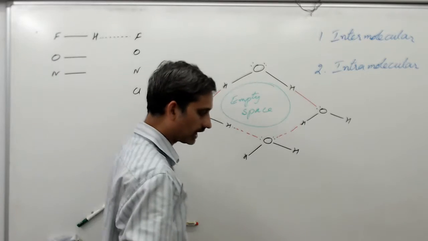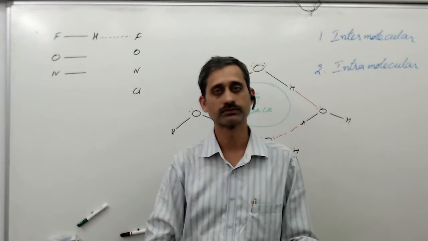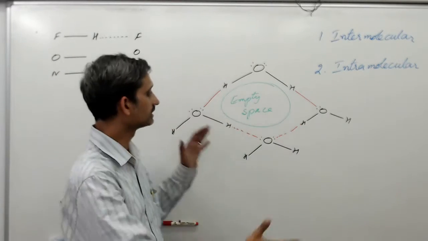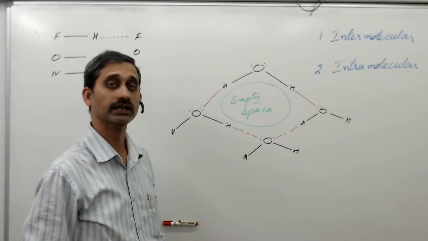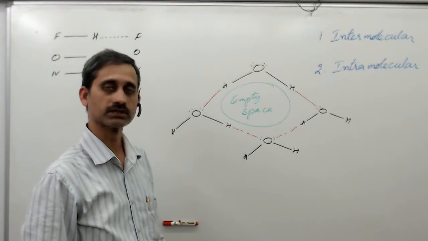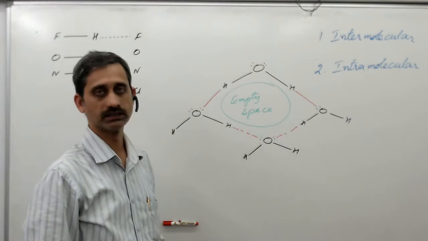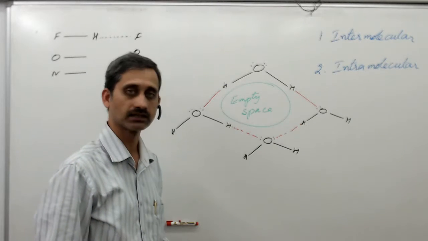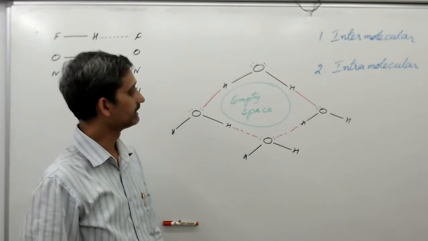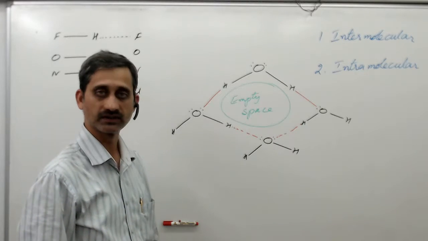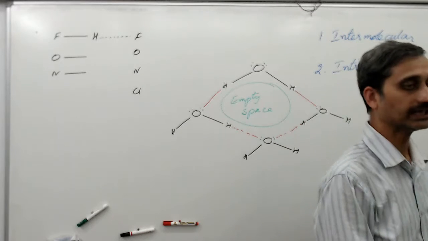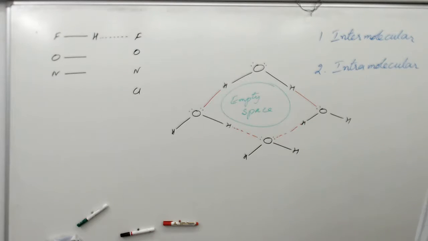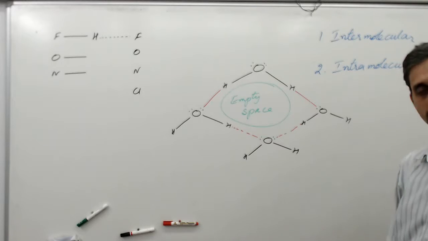These intermolecular hydrogen bonds have certain outcomes. First of all, they make the structure a bit stronger and difficult to separate out. So intermolecular hydrogen bonds are something which increase the melting point and increase the boiling point. They make the breaking of the substance a bit difficult. So intermolecular hydrogen bonds increase the melting and boiling point of the substance.